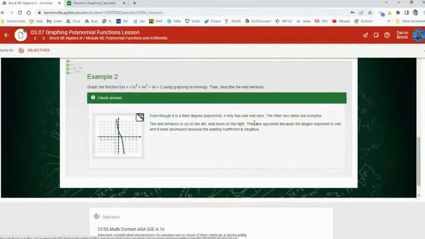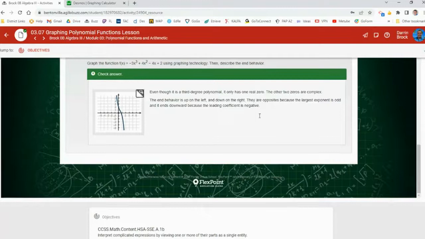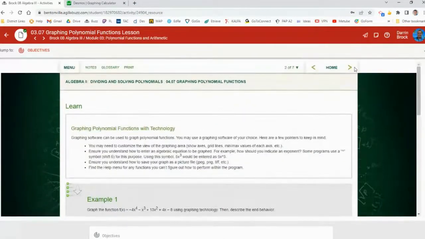This one only has one real zero, you can see. That's the only real zero. It does have 3 solutions because it's to the third power, but the other 2 are imaginary. They are complex solutions. There's only one real one because it only crosses the x-axis once. All right, so let's look at what they have on the next page for us.